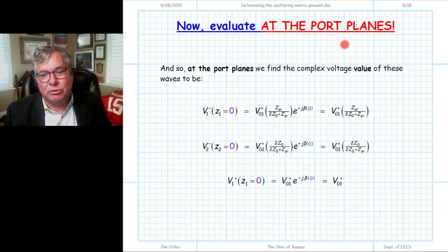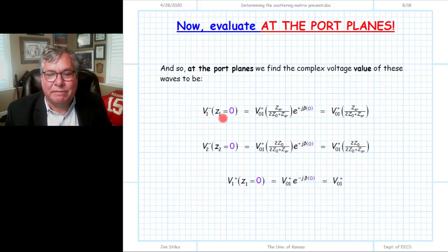And so what we do is we take our scattered voltage, for example, on the first port, and we evaluate it at the port plane. Whatever the value is that defines the location of the port plane, we put that number into our function, in this case the scattered wave function, z1, set it equal to 0, and then this is the result. Notice this result has no z anywhere. It is a complex number.